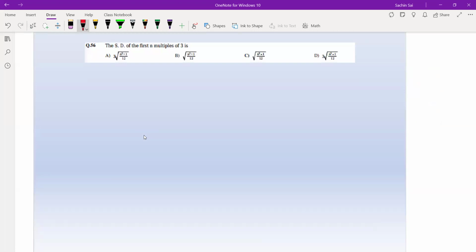Question 56, the standard deviation of the first n multiples of 3. So what are the first n multiples of 3? I can write this as a set containing 3, 6, 9, and so on up to 3n, right? So these n terms form an AP. Now, when I say first n multiples of 3, I could have started with 3 or I could have started with 0. Or maybe I could have started with minus 3. But that doesn't matter here because in an AP, the variance depends only on the common difference. It does not depend on the first term of the AP.